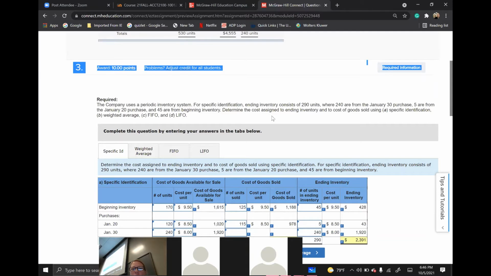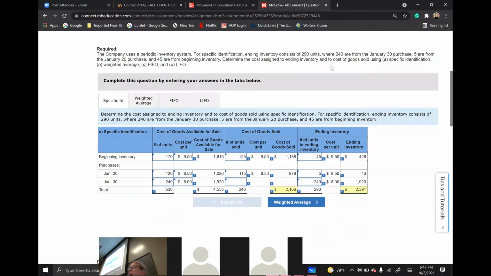Okay, determine the cost assigned to ending inventory and to cost of goods sold using specific identification, weighted average, FIFO, and LIFO. So we're going to do all 4. All right, so the first one is specific ID. They're telling us what we have left, so we have to calculate what we have left.